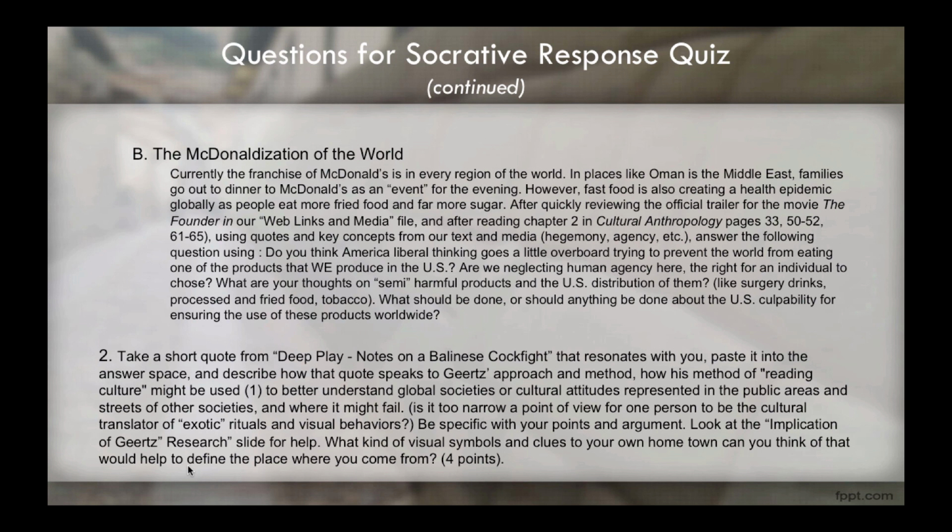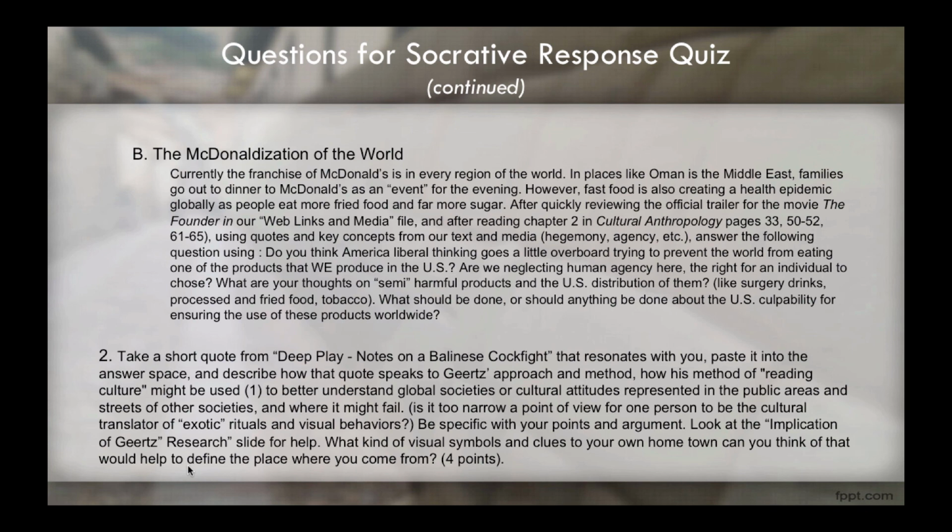After quickly reviewing the official trailer for the movie The Founder, in our web links and media file, and after reading Chapter 2 in Cultural Anthropology, using quotes and key concepts from our text and media, including hegemony and agency, answer the following question. Do you think American liberal thinking is going a little overboard, trying to prevent the world from eating one of the products that we produce in the U.S.? Are we neglecting human agency here, the right for an individual to choose?